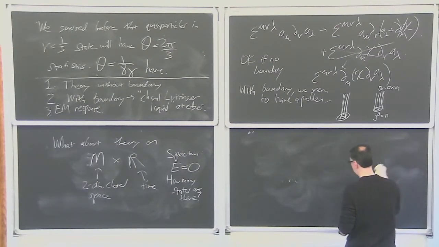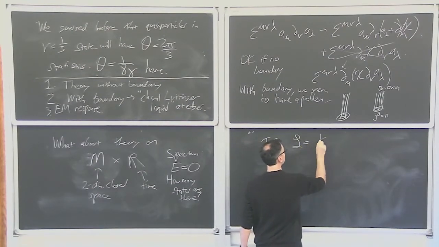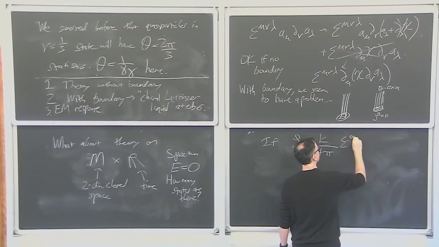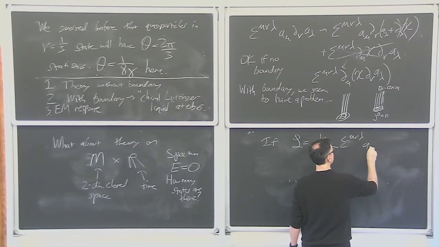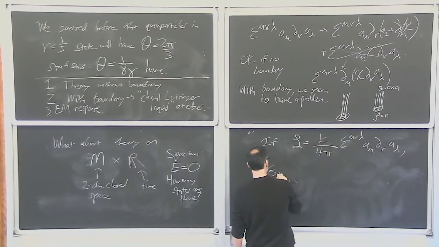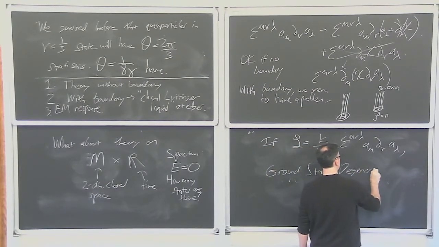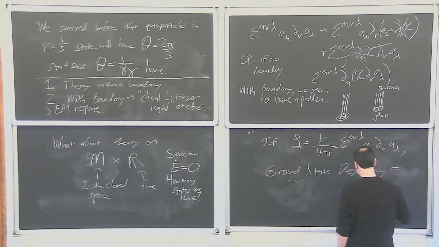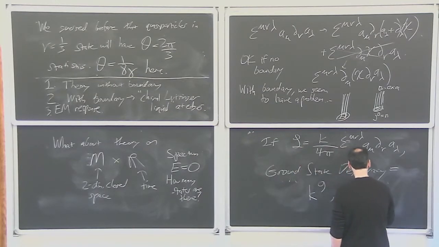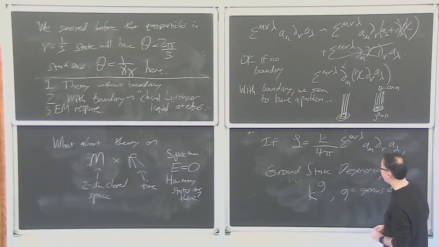for, then the ground state degeneracy is k to the power g, where g is the genus of M. So let's go back and try to connect everything together.